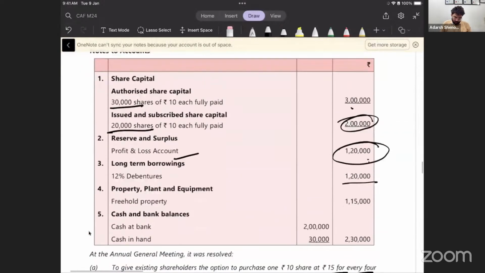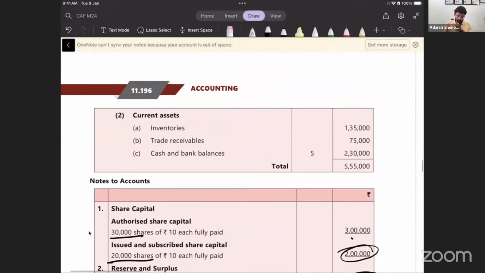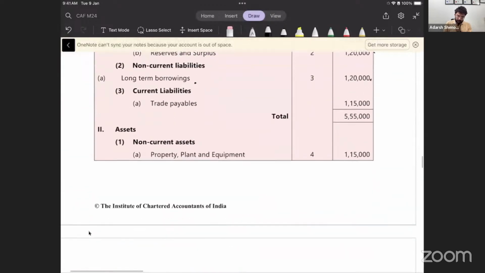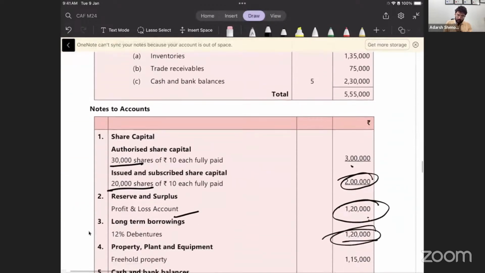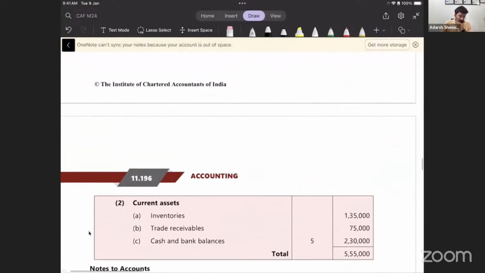Debentures is still the total 1,20,000. DRR is 2%, how much should be the percentage of the DRR? 10%. So 12,000 into DRR. Reserves and surplus, I don't see a DRR in the notes. So we will have to create the DRR.